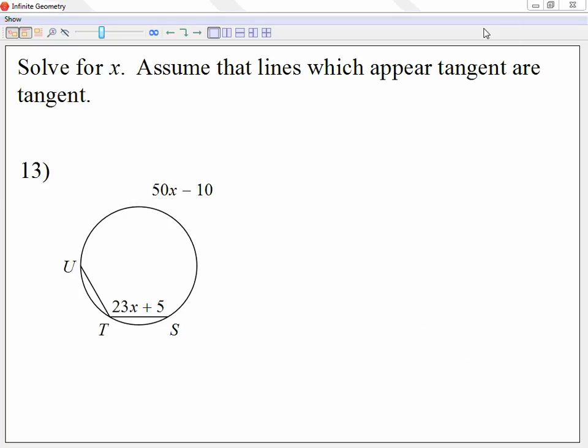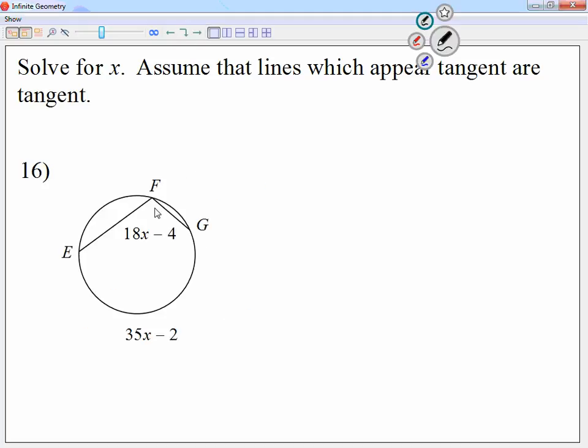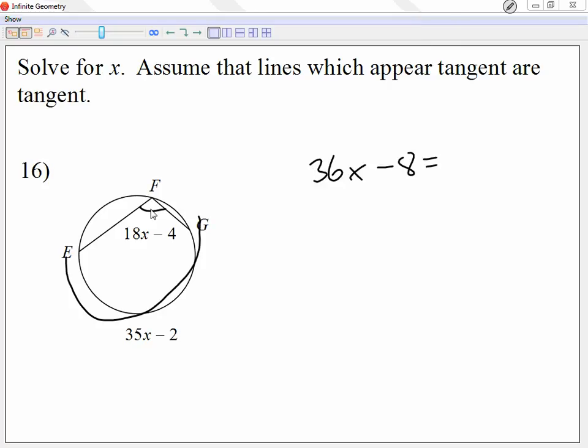Let's take a look at another question. Pick one. 16? All right, let's take a look at number 16. The angle is given and the arc is given. So what I'm going to do, let me multiply the angle by 2. So I'm going to get 36x minus 8. Right? The angle, I multiplied it by 2, and it's going to equal the arc that it creates, which in this case is 35x minus 2.